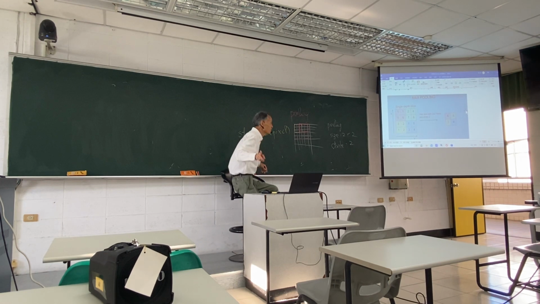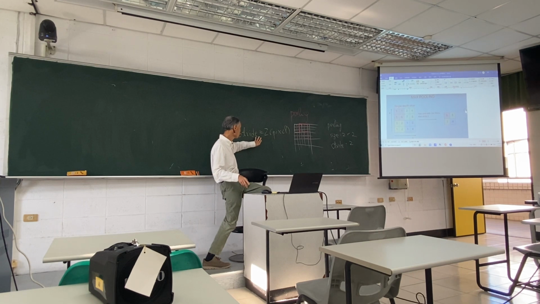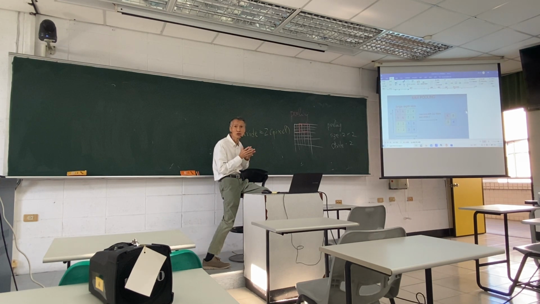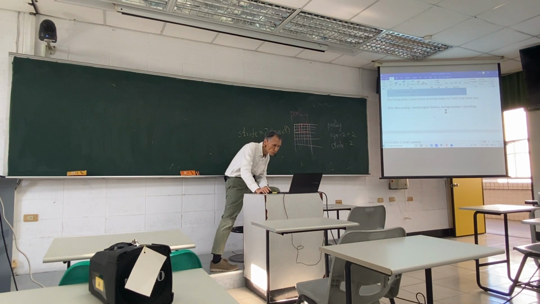Let me say that one more time. You don't need to use pooling. If you go for a convolution layer with a stride of 2, you will also reduce the size by a factor of 2. So let's skip some of the details on pooling.